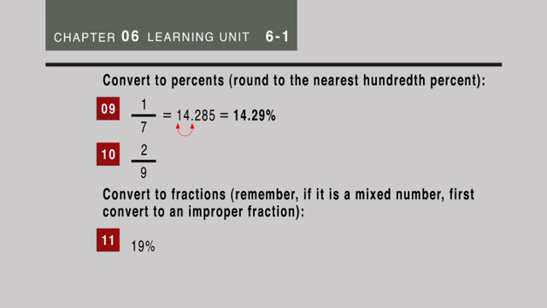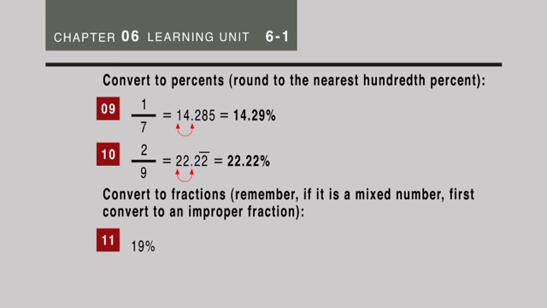Number 10, 2/9. Again, we're going to take 2, we're going to divide 9 into it. We get 0.2222. We're going to change that into a percent by moving the decimal 2 places to the right. We'll get 22.22%. Repeating. Since we're rounding to the 100th place, it's going to be 22.22%.